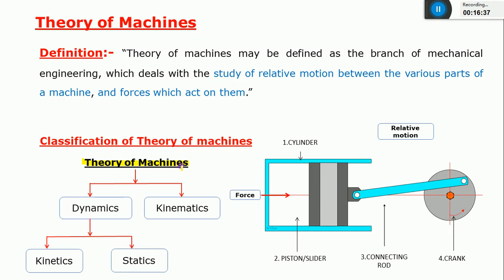As I discussed, a theory of machine may be defined as a branch of mechanical engineering which deals with the study of relative motion between different parts. As I took the example of this IC engine, in this IC engine I am going to study the relative motion between various parts of a machine. This is also a machine. And I am going to study the forces which act on them.